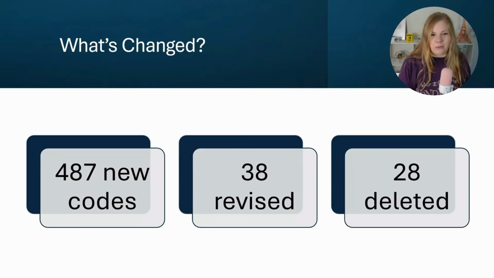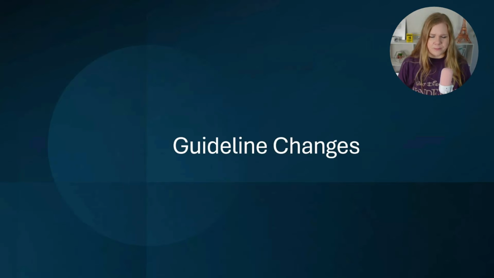We have 38 that were revised. Again, some of these were just a comma was added. There were some narrative changes. I'm not going to go over that. I'm going to go over more so the code descriptions and 28 codes that were deleted. Most of those deletions were based off of codes that are now expanded, so we're getting rid of the less specified codes. Starting with guideline changes.